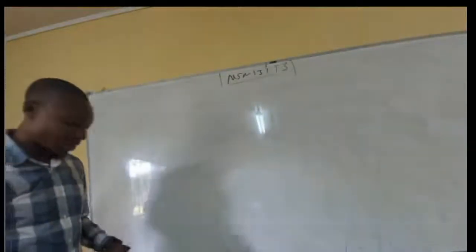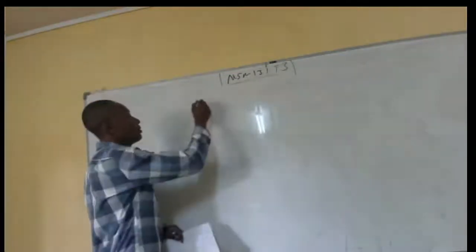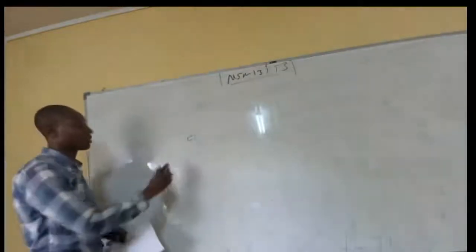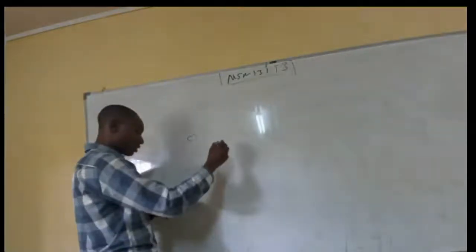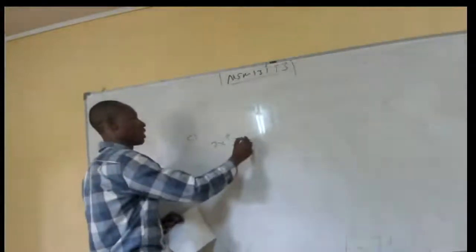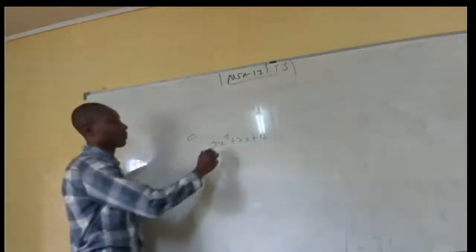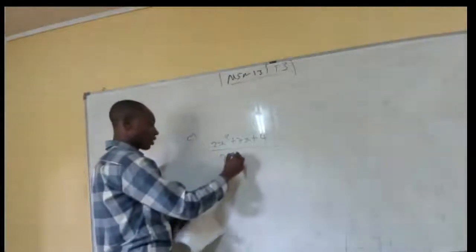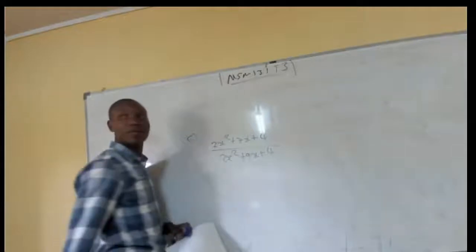Alright, next question. Okay, so we have C now. (2x squared plus 7x plus 4) everything over (2x squared plus 9x plus 4).